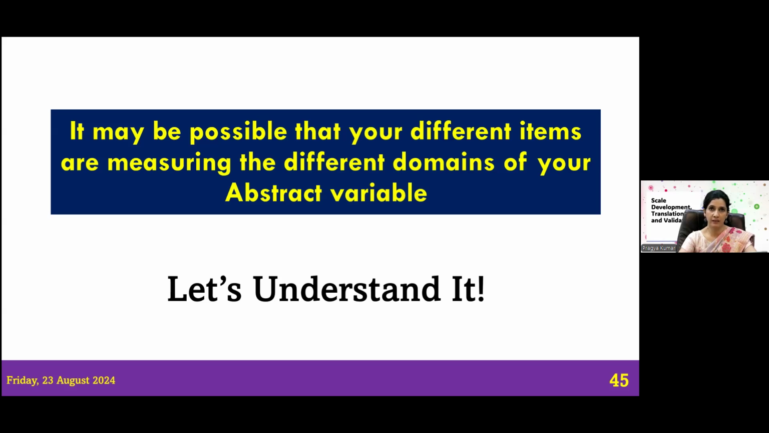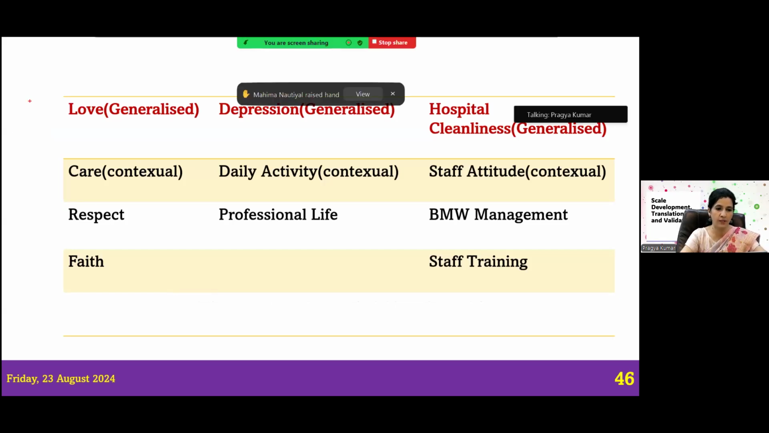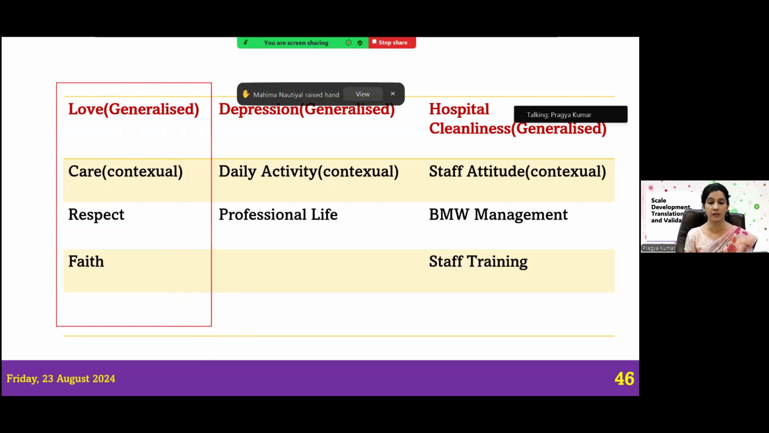So it may be possible that the different items, or whatever abstract concept you have defined, are measuring different domains of the abstract variable. As for example, let's first take the example of love. Love is again an abstract concept. You cannot ask how much you love me; it cannot be quantified. So love is a very broad or generalized concept. That's why I have written it as generalized. And there are domains of this love, meaning it is more contextual.